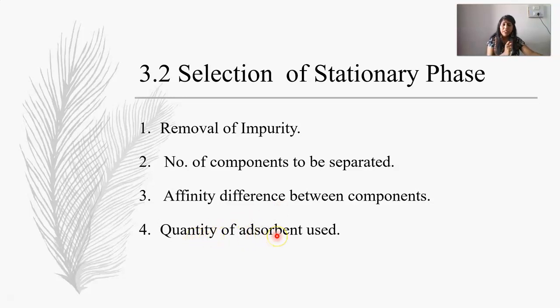Quantity of the adsorbent used. Here the adsorbent to adsorbate ratio has to be taken into consideration as the most important criterion, like adsorbent should be 1 to 20 or 1 to 30. The adsorbent to adsorbate ratio has to be utilized for the proper selection of the mobile phase.